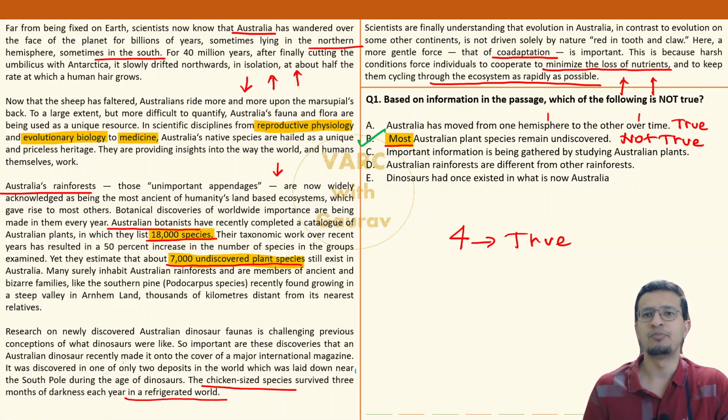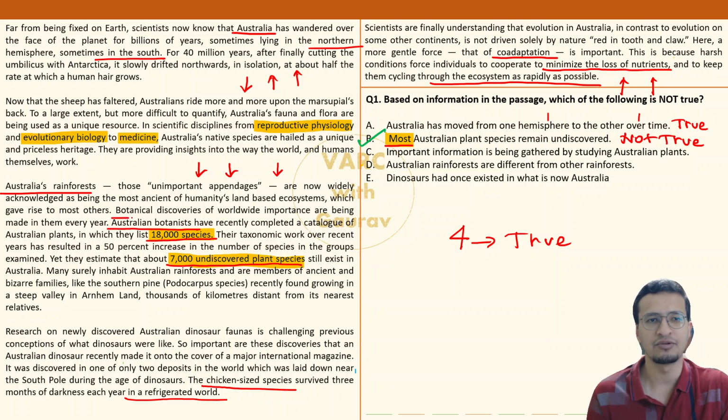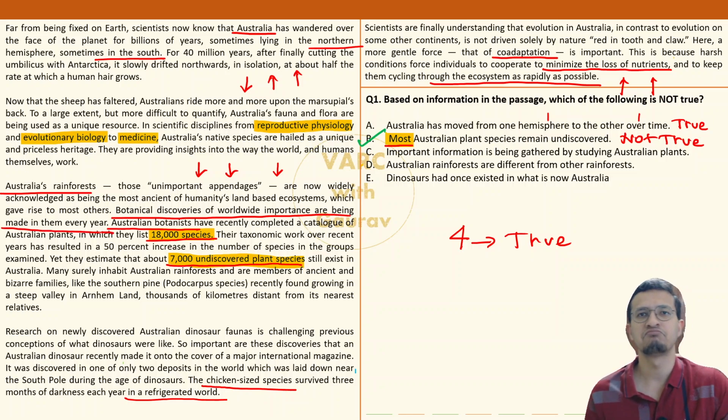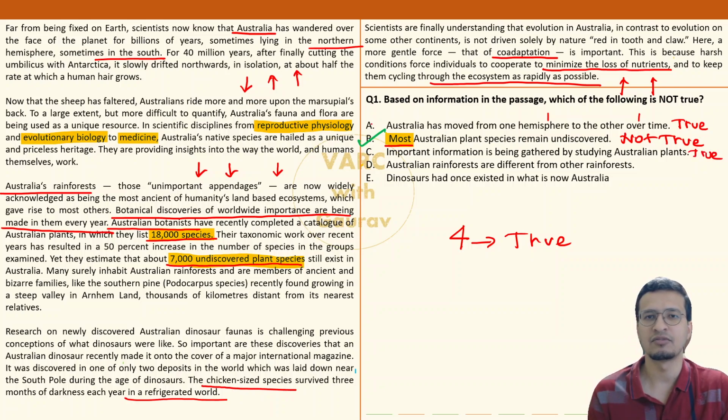Option C. Important information is being gathered by studying Australian plants. Is that the case? Correct, definitely. Option paragraph 3, definitely I would tell you that you should read this. Botanical discoveries of worldwide importance are being made in Australia every year. Perfect. Okay. So this is true and not the answer. A out, C out, D.